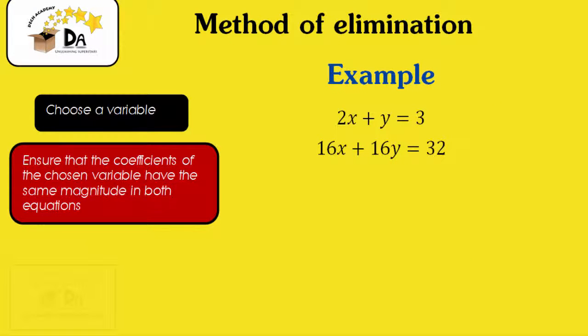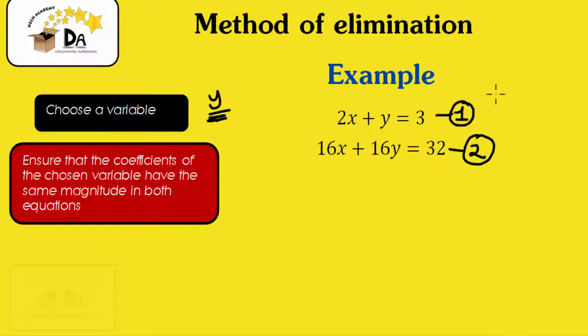Here's another system of two equations, two variables, and the method of elimination is going to be applied. So equation 1 and equation 2. First step is to choose a variable. This time we're just going to choose variable y. The second step is to ensure that the coefficients of the chosen variable have the same magnitude in both equations. In equation 1, what's the magnitude of the variable y? It's 1. You can imagine a 1 being just in front of the y, because 1 times y is y.